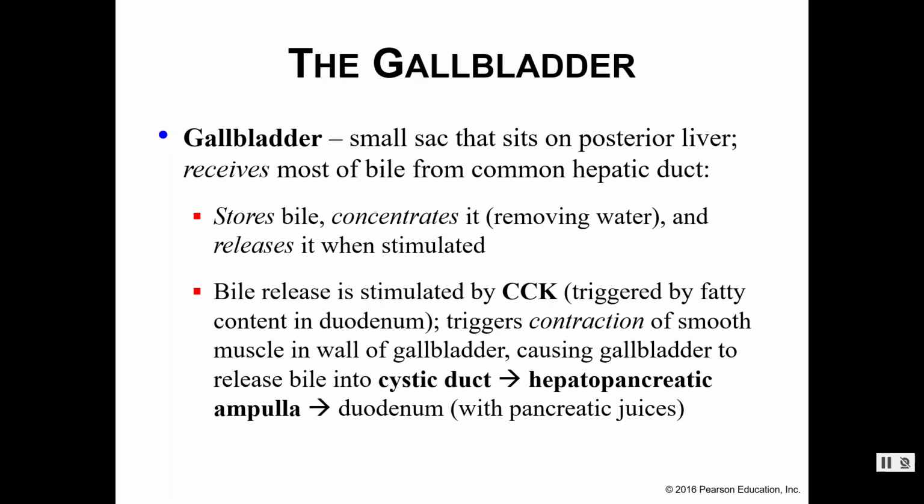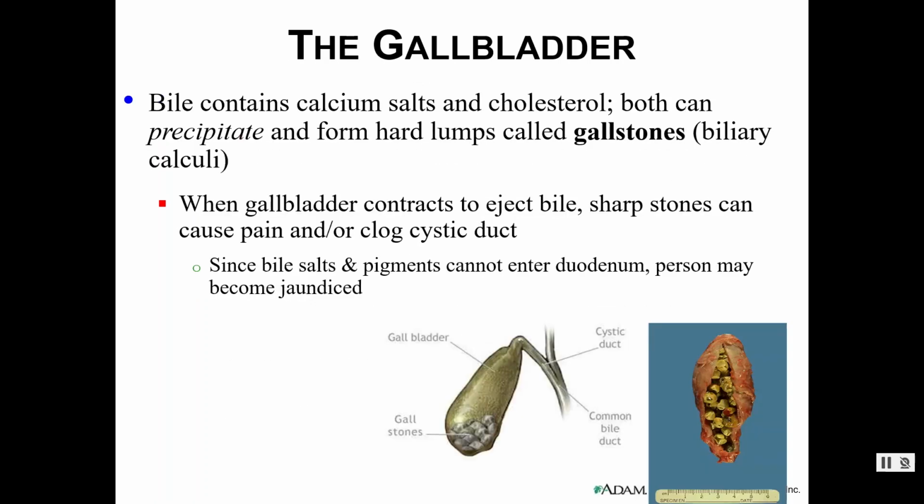Remember, when we put fatty contents into the duodenum, we release CCK. This triggers the contraction of the smooth muscles in the gallbladder itself. The gallbladder will squeeze and contract, and will release bile into the cystic duct. It moves through the hepatopancreatic ampulla into the duodenum to mix with the other pancreatic juices. Okay, here's your little gallbladder, y'all.